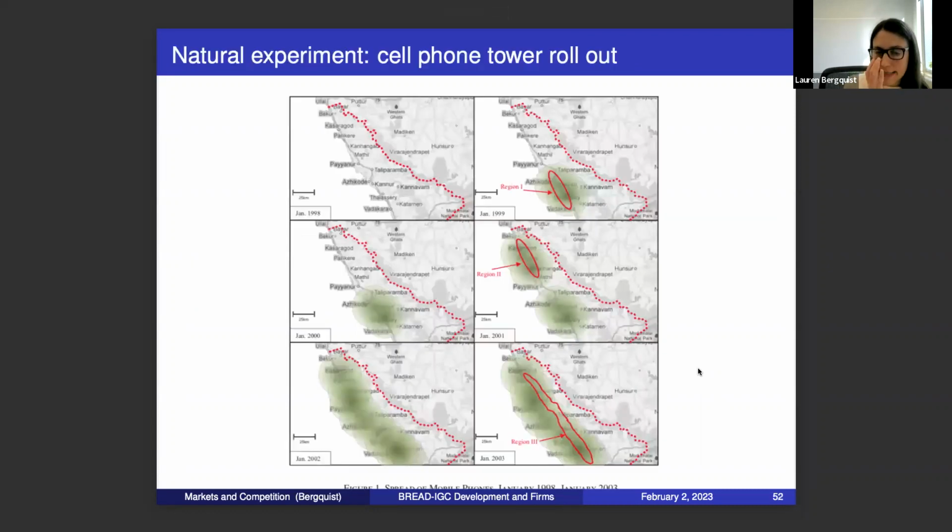Okay. Now, what happens now? They're going to use a slightly different cell phone rollout. So I want to just be clear about that. So they're going to use these, again, 3 regions. Region 1 is going to get cell phones in 1999. Region 2 is going to get it in 2000. Okay. And region 3 doesn't have cell phones for the entirety of their study period. So region 3 is like a pure control.